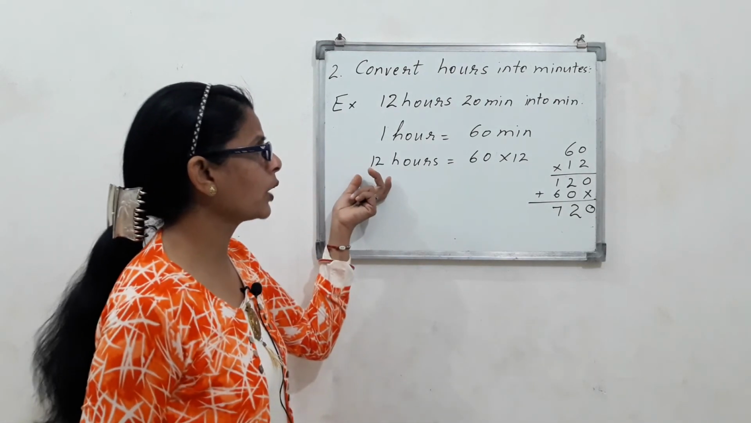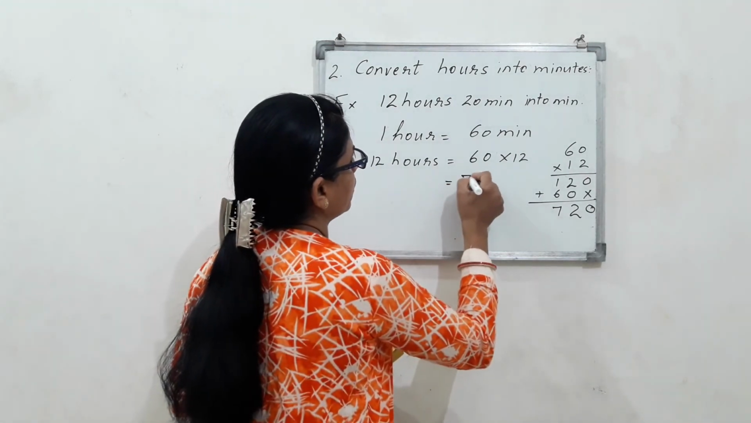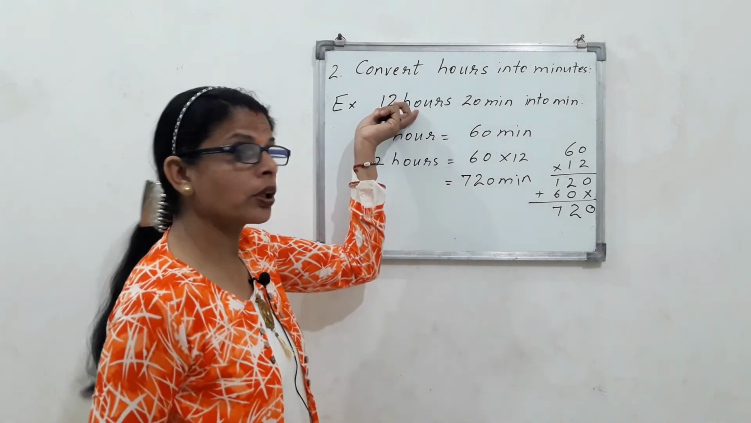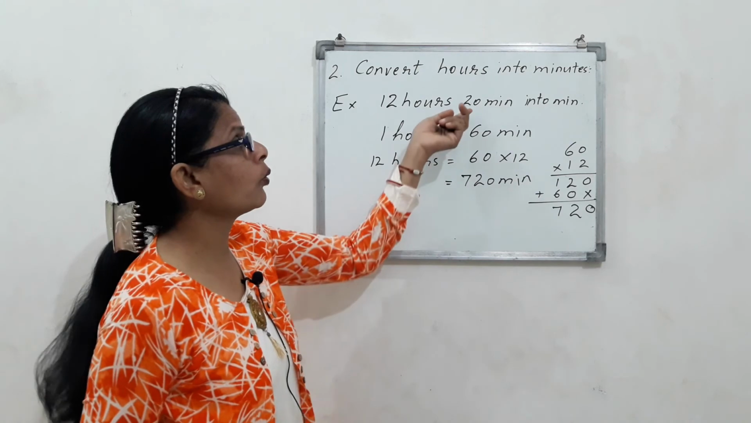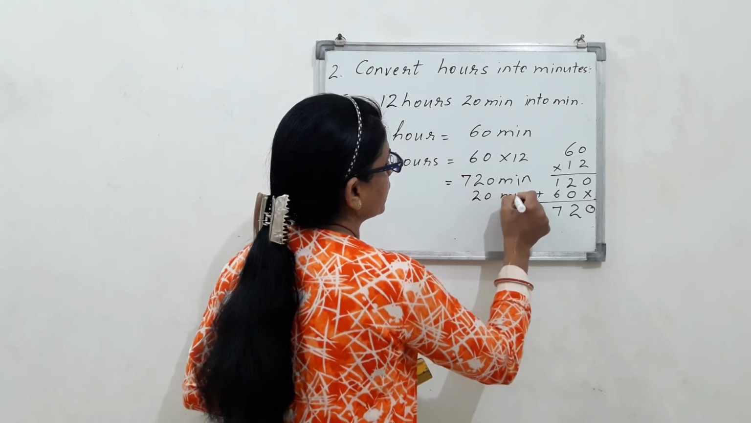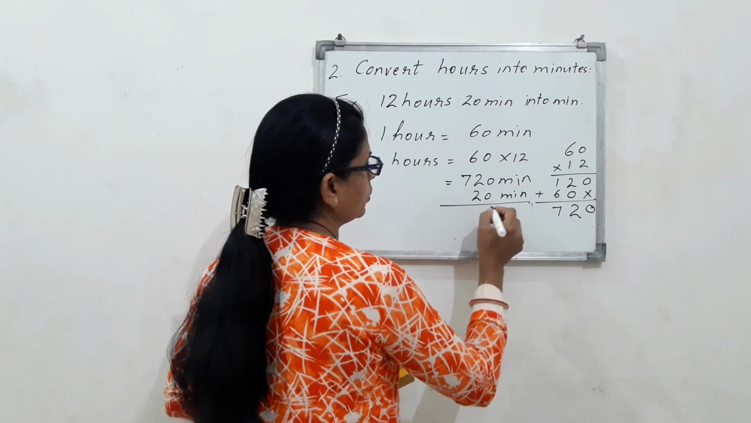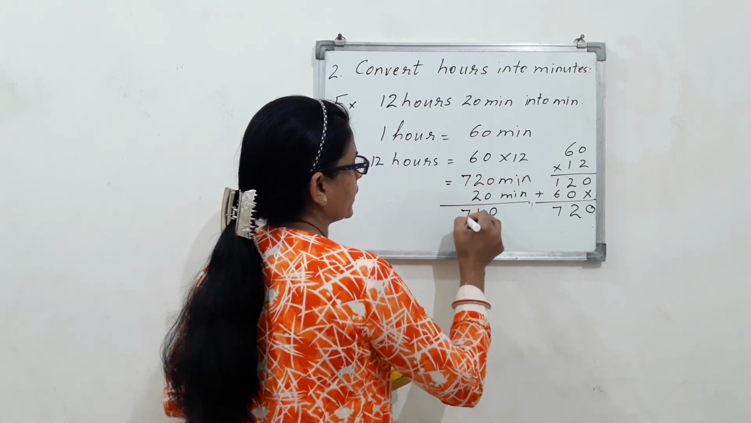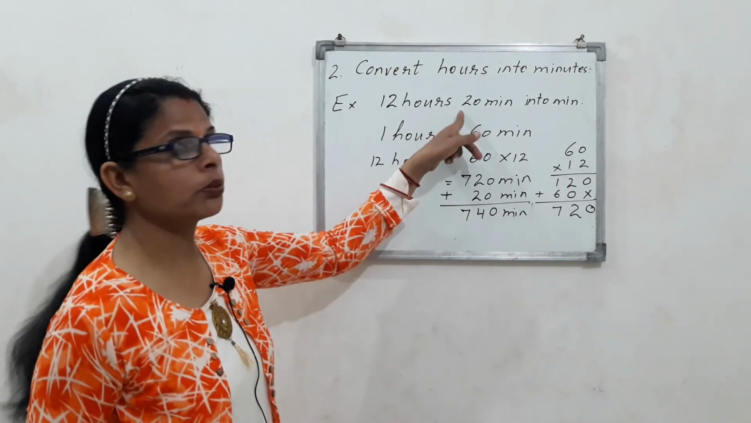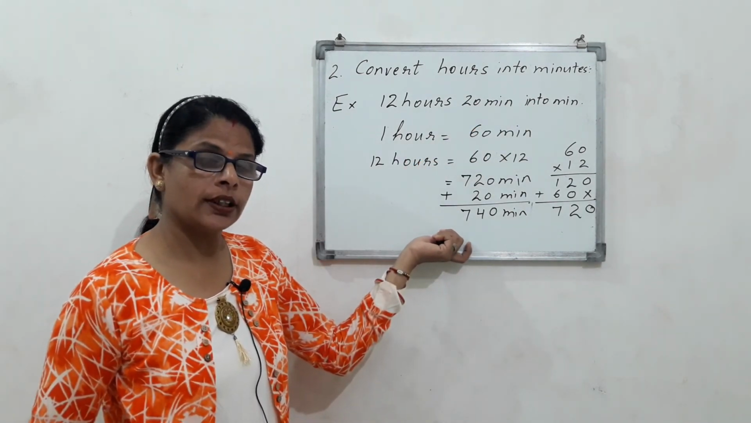So when we convert 12 hours into minutes, we get 720 minutes. Now we have solved the 12 hours and converted into minutes. Now what is left? 20 minutes. So we'll add 20 minutes to 720 minutes. We'll add them, right? What we will get? 0 plus 0 is 0, 2 plus 2 is 4 and 7. So when we convert 12 hours 20 minutes into minutes, we get 740 minutes. Is it clear?